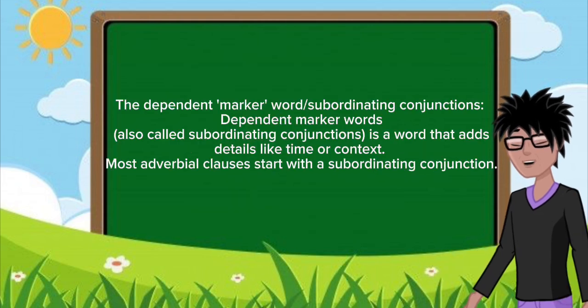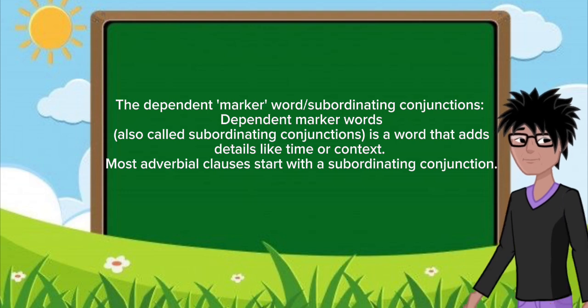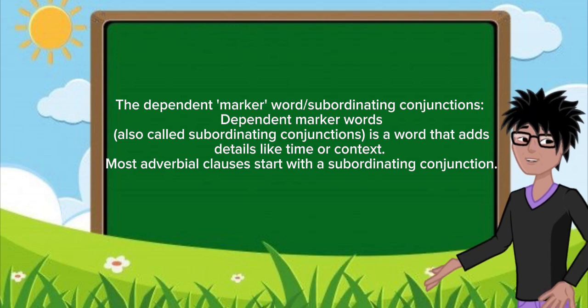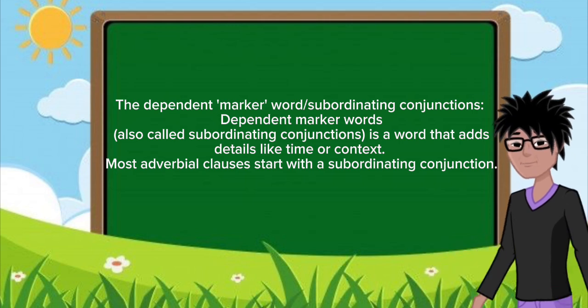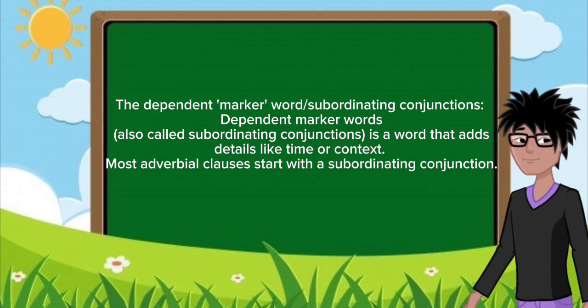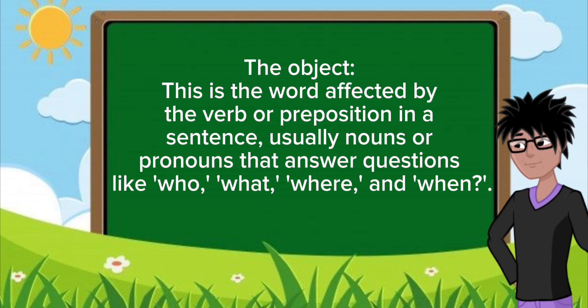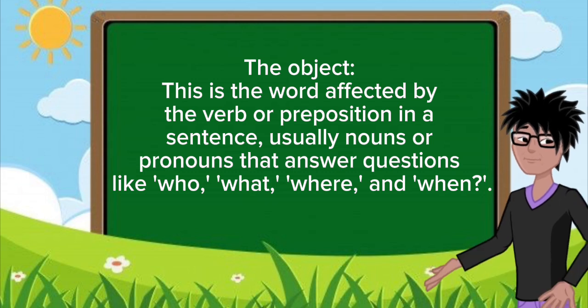Number 3, the dependent marker word or subordinating conjunctions. Dependent marker words, also called subordinating conjunctions, are words that add detail like time or context. Most adverbial clauses start with a subordinating conjunction. Number 4, the object. This is the word affected by the verb or preposition in a sentence, usually nouns or pronouns that answer questions like who, what, where, and when.